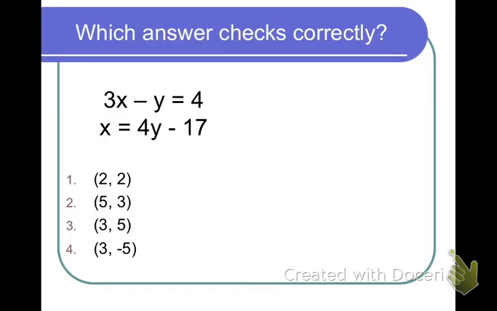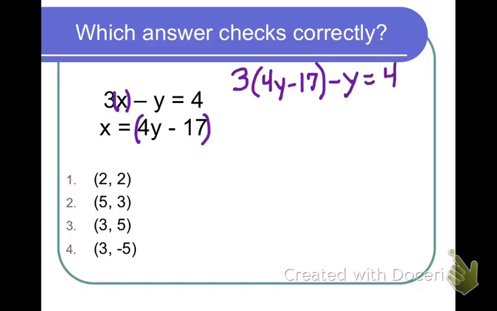Okay. Which answer checks correctly? In this case, remember they're ordered pairs, x, y. You could do some substitution and plug and chug and see which one works, or you could solve the system. We're going to go ahead and solve the system just to be sure. Since we can tell already that x is solved for in this equation, we will substitute it in place of x in the other one. So we will get 3 times (4y minus 17) minus y, just bring in the rest of the equation, will be equal to 4.